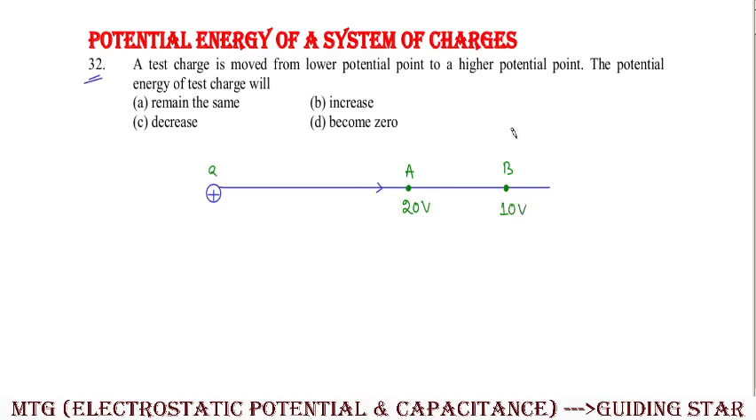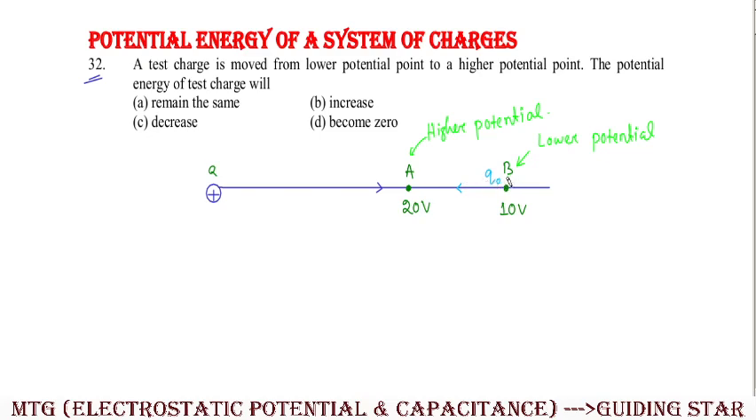So suppose a test charge is moved from B to A. That means B is at lower potential and A is at higher potential. If we move a test charge, let the test charge be Q naught, from B to A, then whether its potential energy will increase or not.